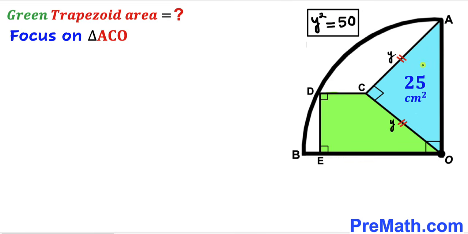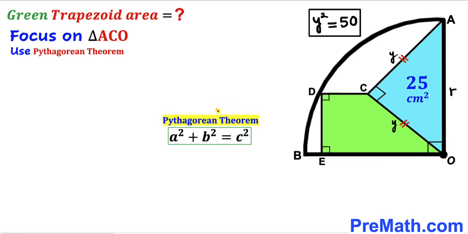Let's focus once again on this blue triangle ACO. I'm going to label AO, our radius, lowercase r, and now we are going to solve for r. We are going to apply the Pythagorean theorem on this triangle. Here's our Pythagorean theorem: a square plus b square equal to c square. In our case, lowercase r is our hypotenuse, whereas our two other legs are y and y. Let's fill in the blanks in this Pythagorean formula.